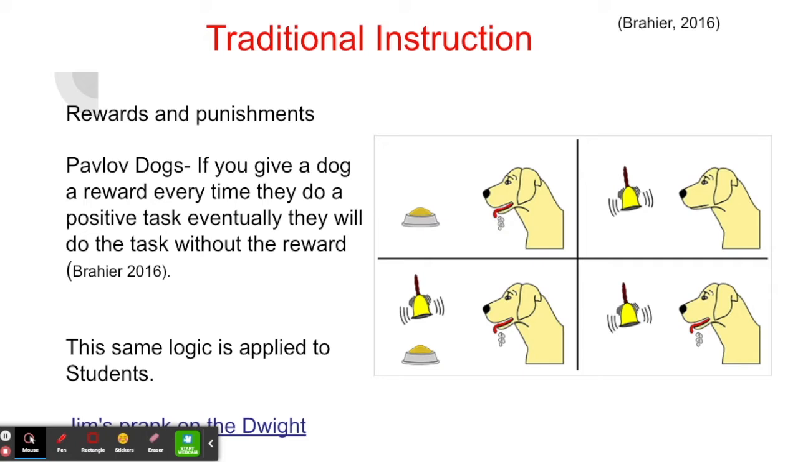Pavlov's dogs. If you give a dog a reward every time they do a positive task, eventually they will do that task without the reward. The same logic is said to apply to students. Feel free to click on the link and check out the video where Jim pranks Dwight on sort of the theory of Pavlov's dogs.